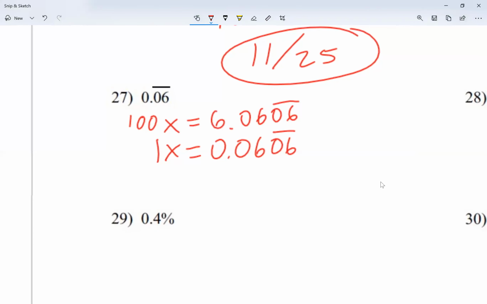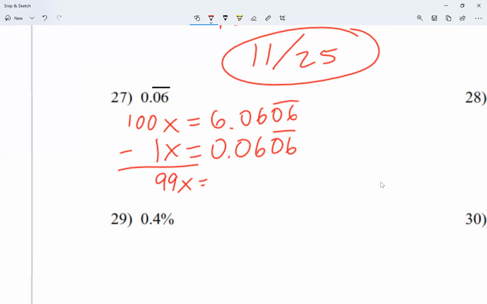Okay, think about it. 1x was 0.06. So 100x is 6 point. All I did is I moved my decimal 2 places to the right. You guys see that? Okay. Now I'm going to subtract 100x minus 1x. Doesn't that give me 99x? Now I'm going to say x is the fraction that I need, but right now I'm just calling it x. So when I subtract this, that gives me 99x.